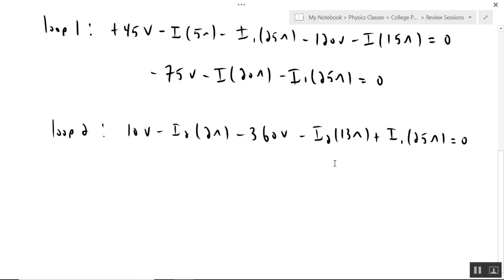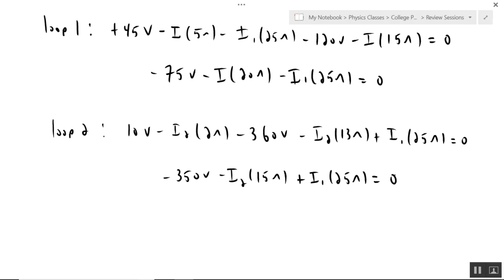So this is negative 360 plus 10 is minus 350. And then minus I2 times 2 ohms minus I2 times 13 ohms is minus I2 times 15 ohms. And then you just have the one thing with the I1 again. So that's the simplified version of loop 2. I was just double checking, make sure everything looks okay. Yes, it does.